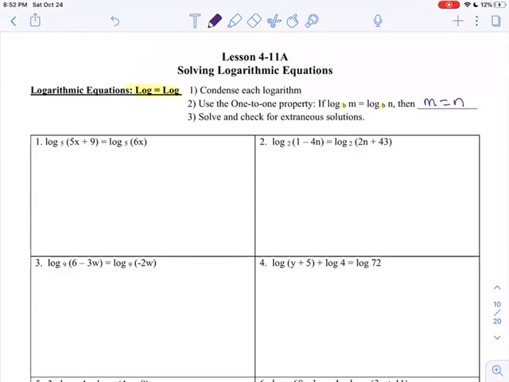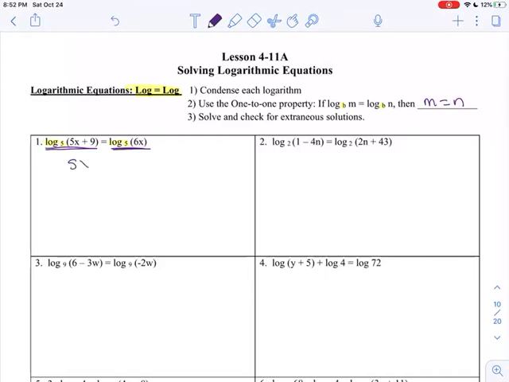So if you have one log on the left and one log on the right, and they both have the same base, then you can just set m equal to n. So I have to get one log on the left and one log on the right, and then solve and check for extraneous solutions. Just quickly plug back your answer and make sure that you're not going to have the log of a negative number. So anyway, let's see what we have.